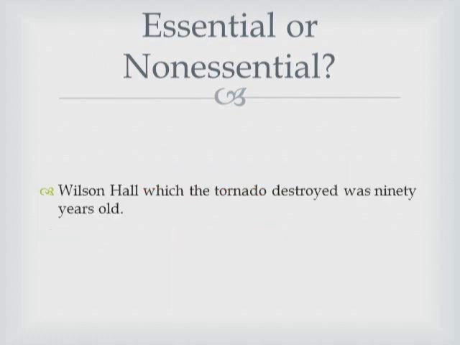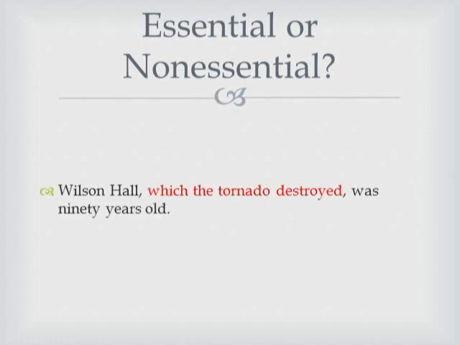All right, you try. Here is a sentence. Decide what are the interrupting words. Are they essential or non-essential? Do you put commas or not? Here's the sentence. Wilson Hall, which the tornado destroyed, was 90 years old. Where do you put the commas if you need them? If you said that you needed commas around which the tornado destroyed, you are correct.